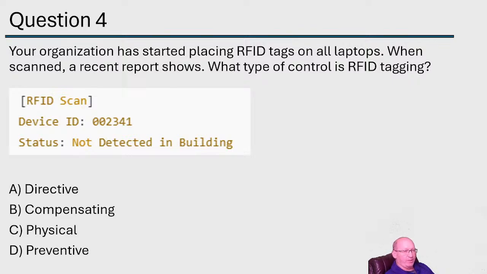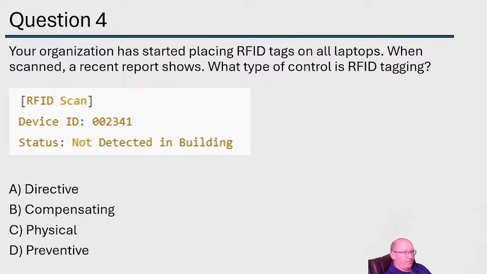And is it a preventive control? Does an RFID tag prevent something from occurring? I would say no. Maybe if the gate slams shut, like you went through a detector and all of a sudden the gate slammed shut in front of you to prevent you, maybe then. But in this case, it's just showing whether or not it's in the building or not. So probably not. So A, directive, or C, physical, are going to be our top 2 on this one. What do you think?